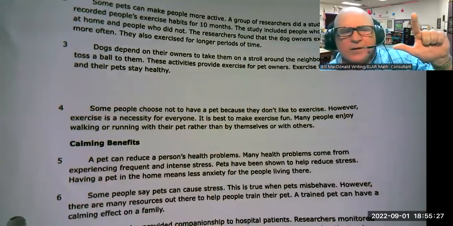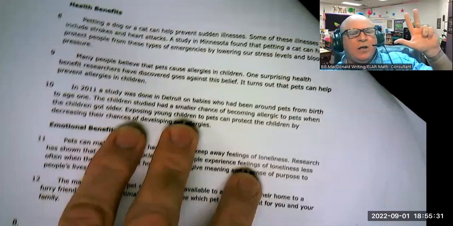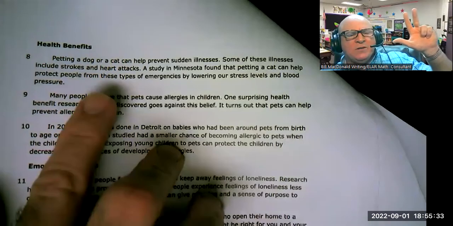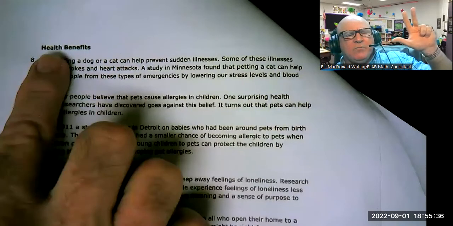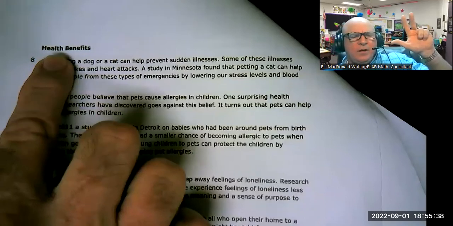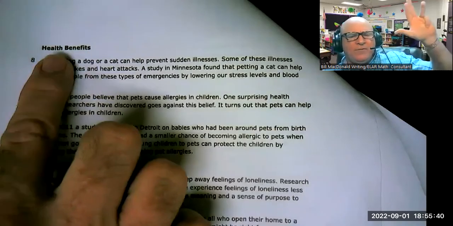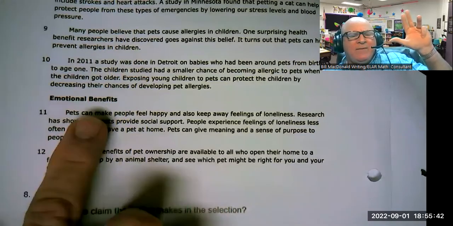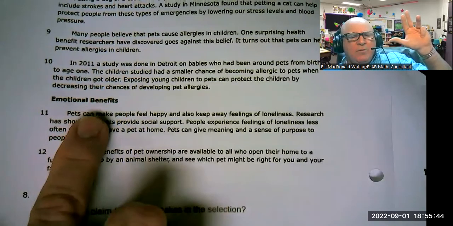Sometimes we need to calm the dog down. Health benefits. How can having a pet benefit my health? And emotional benefits. How can having a pet help me emotionally?